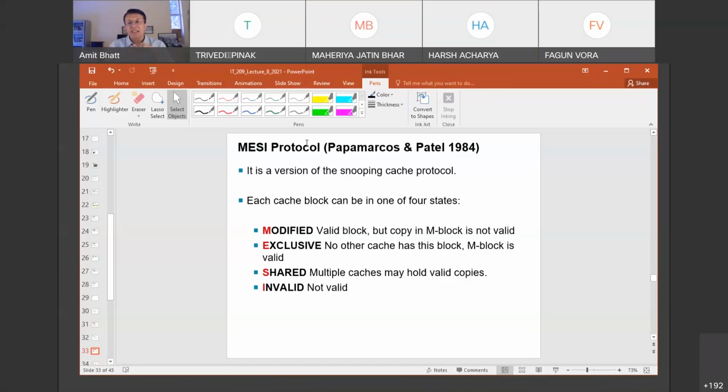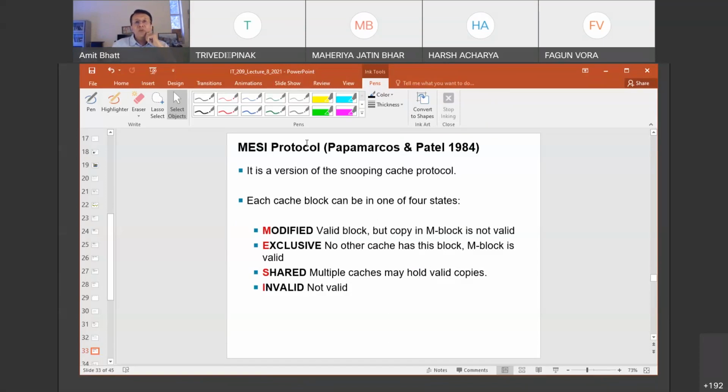Second flag it can get is exclusive. Third flag it can get is shared, and the fourth flag it can get is invalid. So a block can have either of those 4 flags. It can have the M flag, E flag, S flag, or I flag.